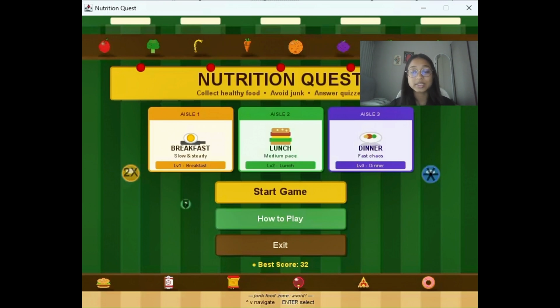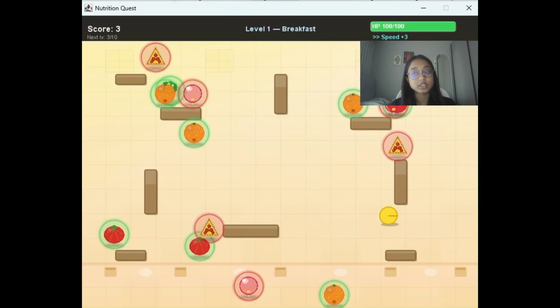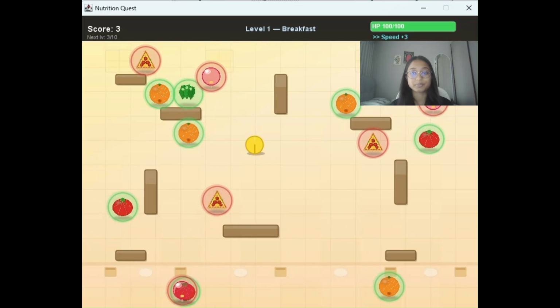So I'll begin the game now, so I'm pressing Enter. This is level 1, so the basic objective is just to collect healthy food items to increase the score, and also avoid unhealthy food items at the same time. The player is controlled using keyboard input, and movement is handled by the engine's movement manager using delta time to ensure smooth and consistent motion.